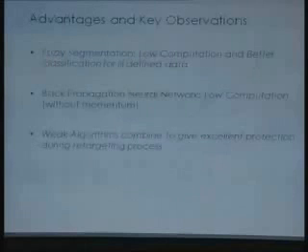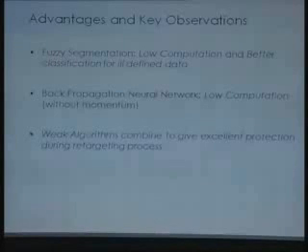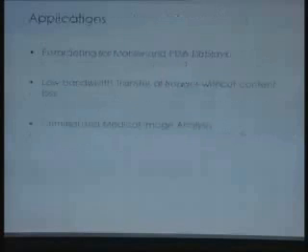The key advantages and observations in our method are that fuzzy segmentation and backpropagation neural network are low computation in nature. Also, the fuzzy segmentation algorithm which we have used provides a better classification for ill-defined data, as we do not have to describe histograms and other statistical methods for defining the pixels into regions. Thus, we can conclude that weak algorithms combine to give excellent protection during the retargeting process which we have followed.